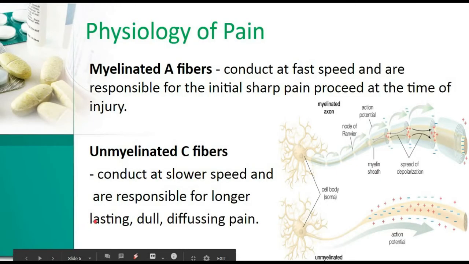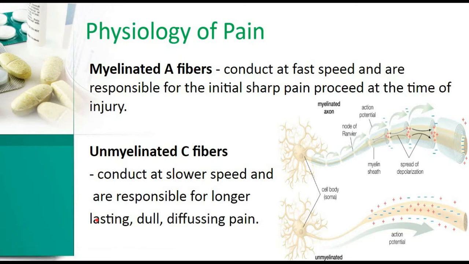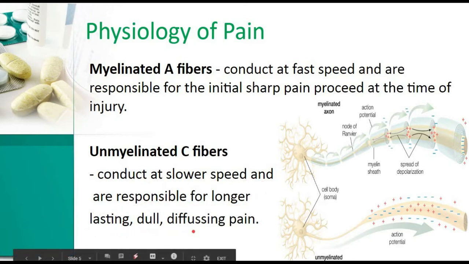The axons of these neurons can be myelinated A-type or unmyelinated C-type. Myelinated A fibers conduct at fast speed and are responsible for the initial sharp pain at the time of injury. Unmyelinated C fibers conduct at a slower speed and are responsible for longer lasting, diffusing pain.